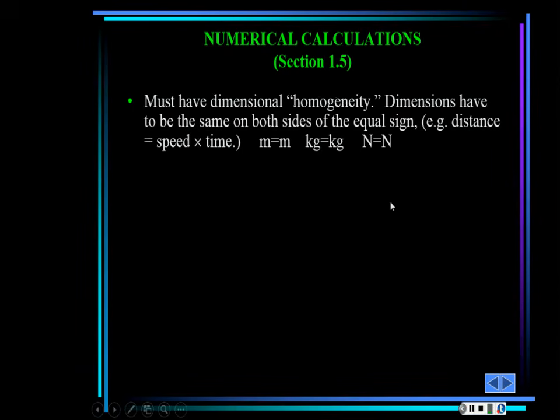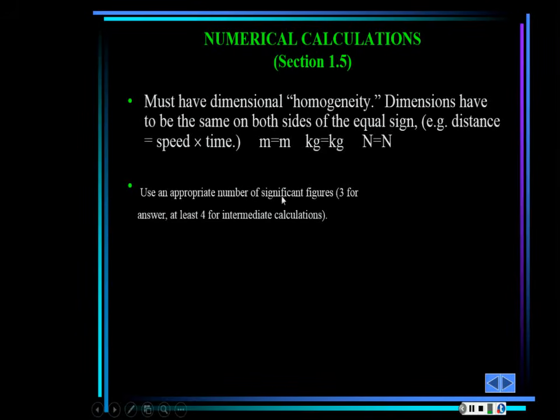Dimensional homogeneity, yes, we have to have. That means everything has to be expressed with the same units. Appropriate number of significant figures. Once again, I don't care about these. What I suggest you do, in my case at least, is use all the decimals that you can, and then round the result in any way that the problem is asking you to do it.